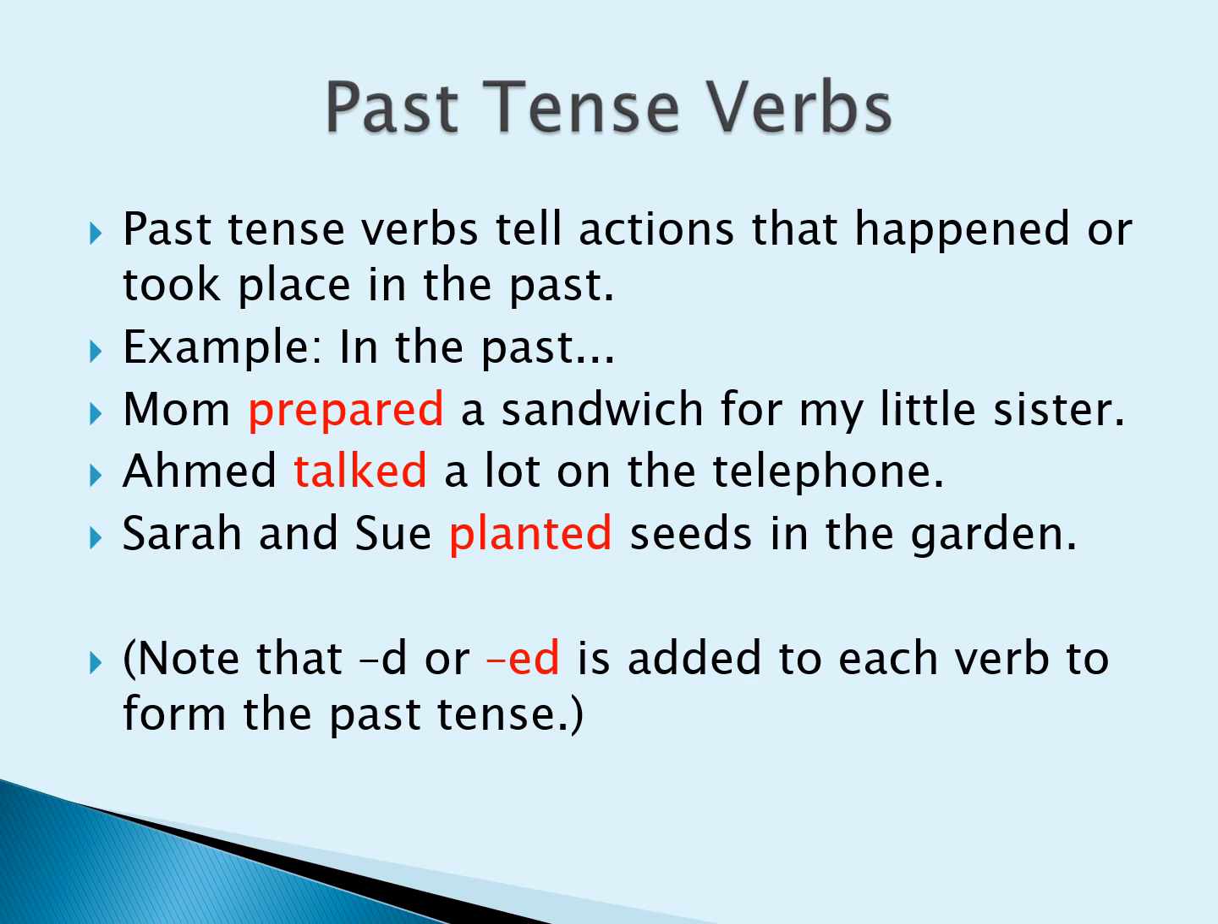Past tense verbs. Past tense verbs tell actions that happened or took place in the past. For example, Mom prepared a sandwich for my little sister. Ahmed talked a lot on the telephone. Sarah and Sue planted seeds in the garden. Note that d or ed is added to each verb to form the past tense.